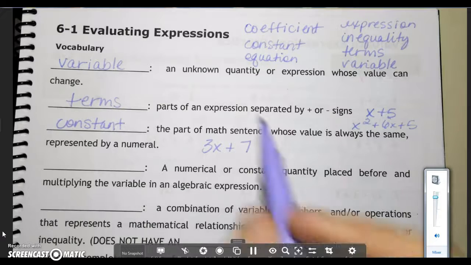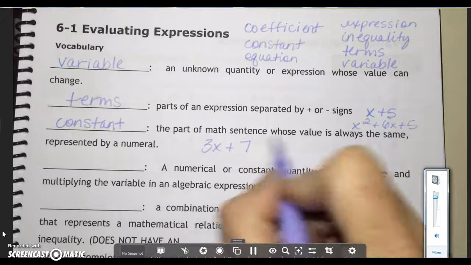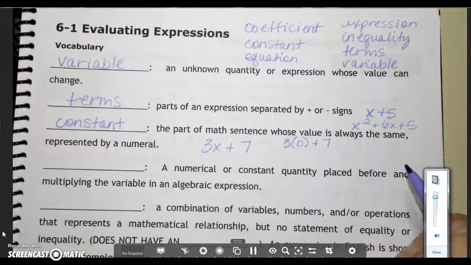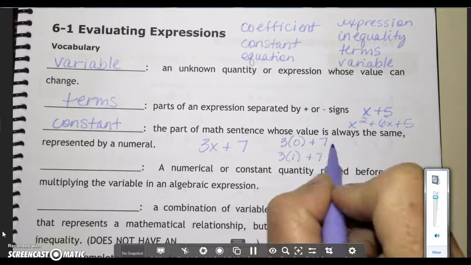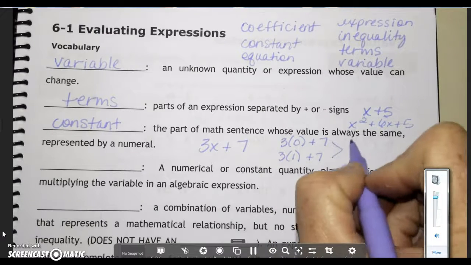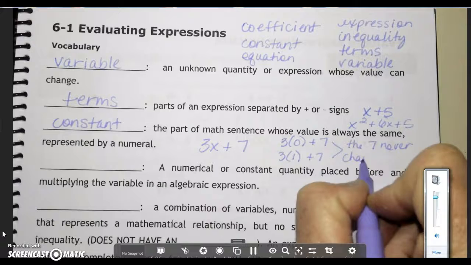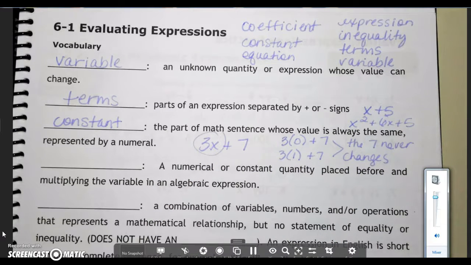No. So what that means is no matter what you plug in for x, that 7 would always be the same. So if we plugged in a 0 for x, right, we would have 3 times 0 plus 7. But that 7 is still a 7, right? 3 times 1 plus 7. That 7 is never changing. This value, the 3x, changes depending on what we use for x. But the 7 doesn't change. That's why we call it the constant.